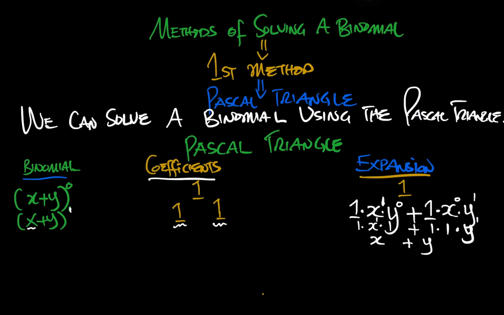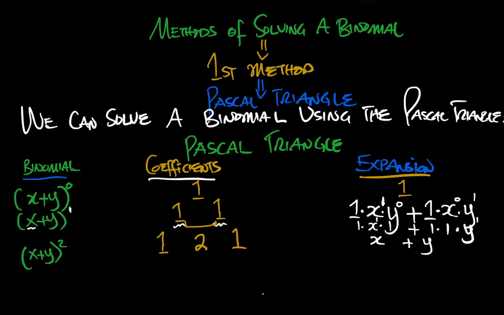Now, the third one is to look at (x + y) to the power of 2. And you can see that this time around, the coefficients, we're going to start with the coefficient of 1 like this. But remember, we're going to add these two together. When we add them, we get 2, right? So we'll put a 2 in the middle, in the middle of the 1s at the top. And then we'll put another 1 on the side of the 2 like this.